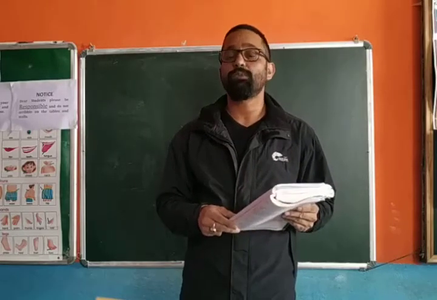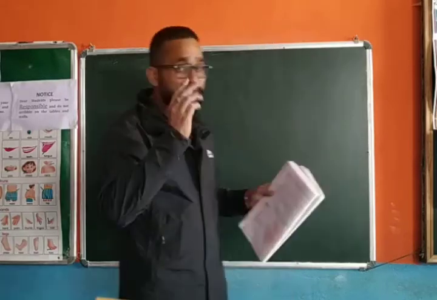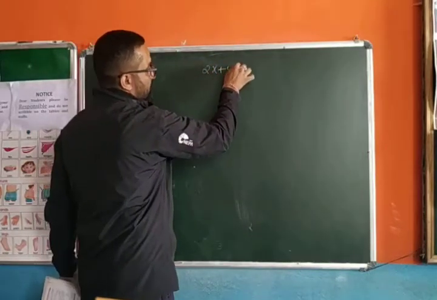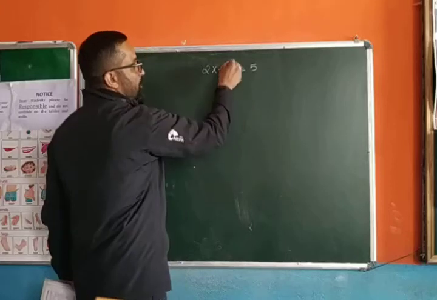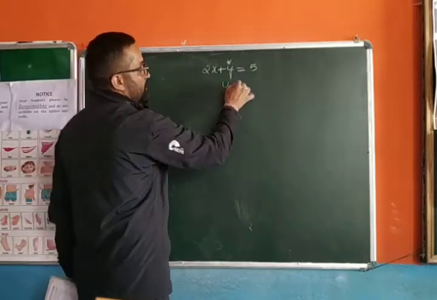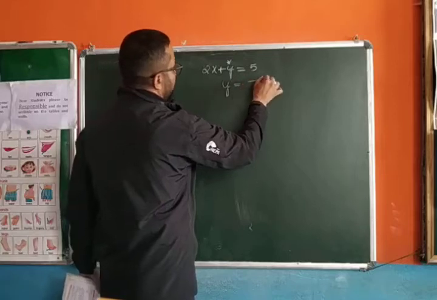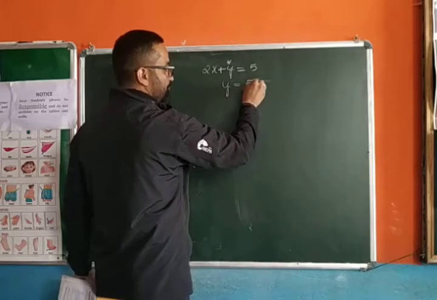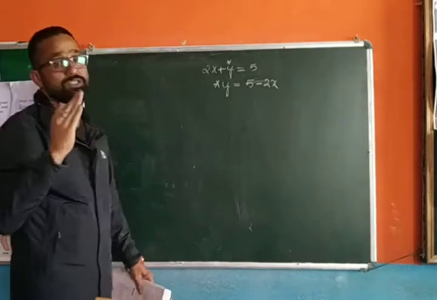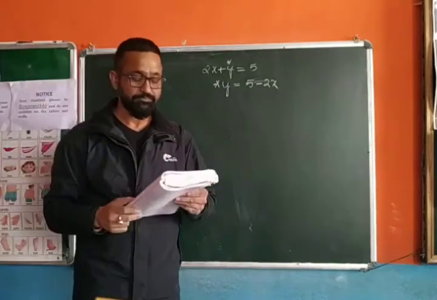Step number 1, rewrite the given equation with y as subject of formula. Something like this. Suppose you have an equation 2x plus y is equals to 5. This y you have to make subject of formula. Y is equals to 5 minus 2x. Y has changed as subject of formula.